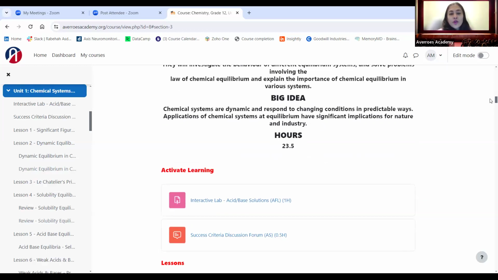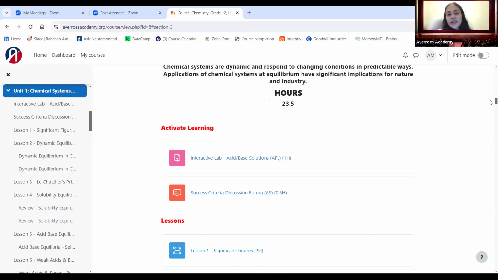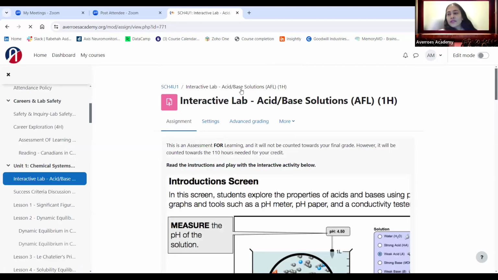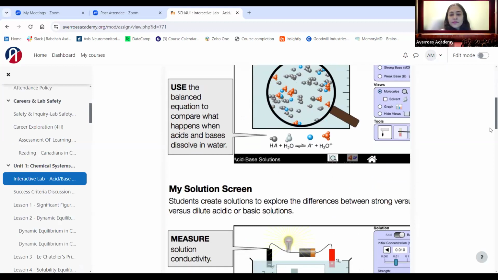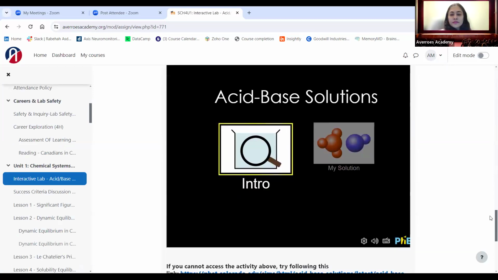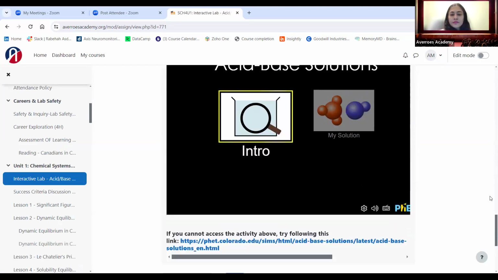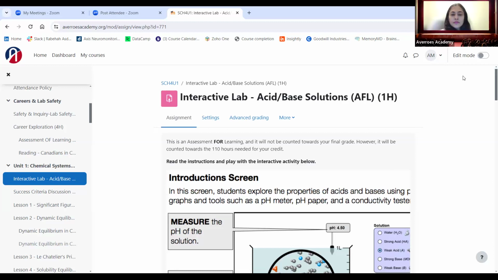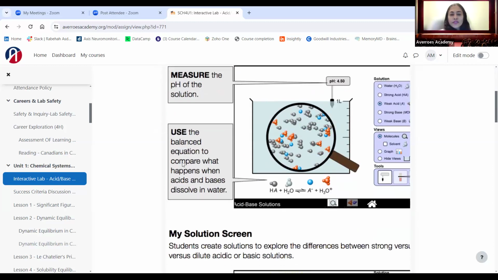So the big idea is that chemical systems are dynamic, meaning that they change, right? And respond to changing conditions in predictable ways. Applications of chemical systems at equilibrium have significant implications for nature and industry. All right, so over here we have active learning, and then we have an interactive lab. So you can play with the interactive screen below.